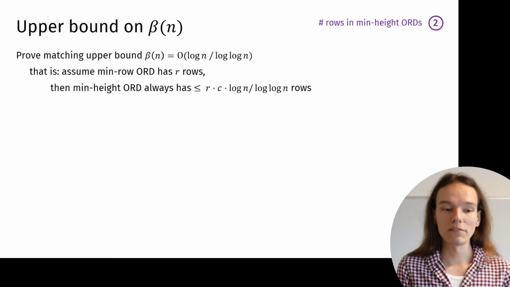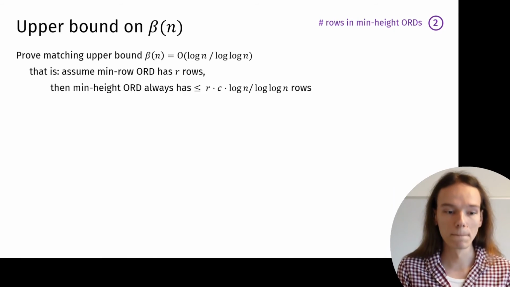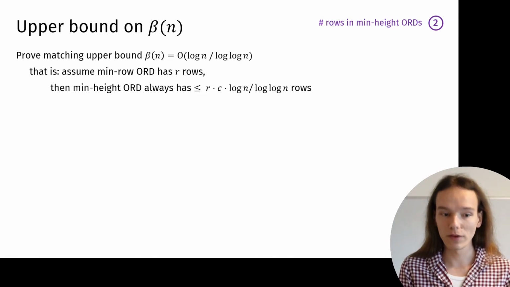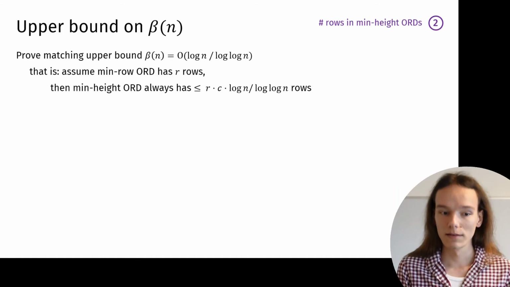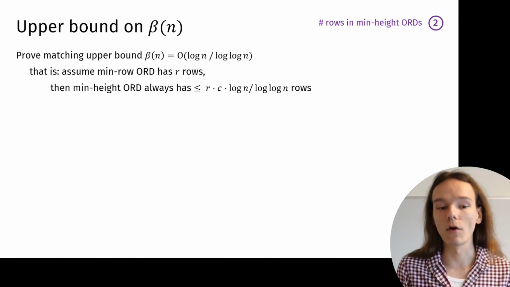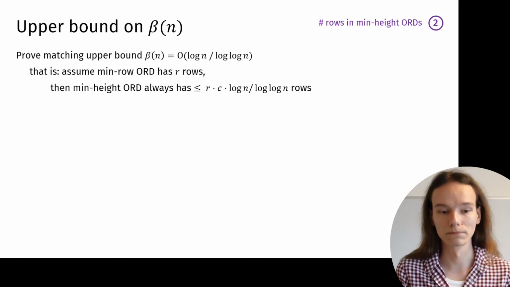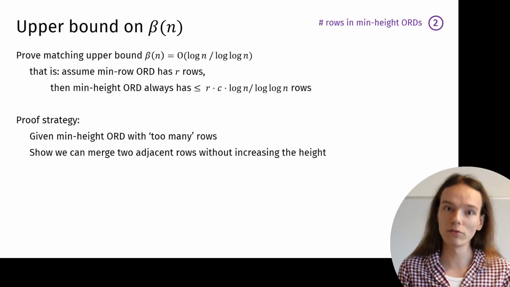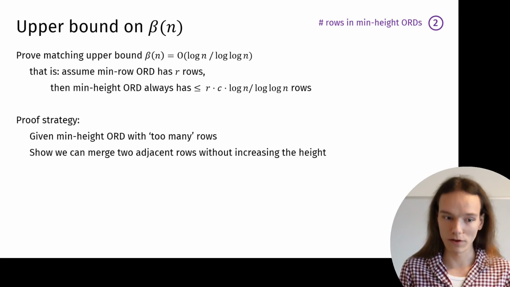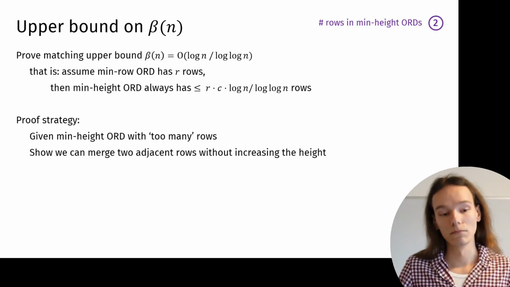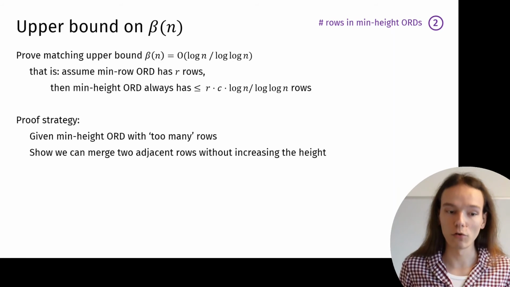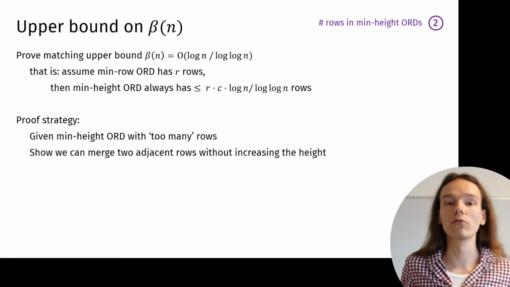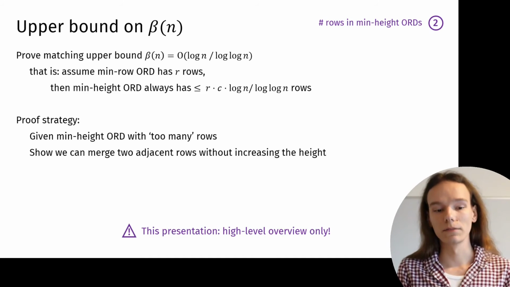Okay, so let's try to do the matching upper bound. We want to show that if we have a min-row drawing with r rows, then the min-height drawing always has at most r times c log n over log log n rows. The way we're going to do that is: let's assume we are given a min-height drawing with too many rows. Then let's show that we can merge 2 subsequent rows together without increasing the height.